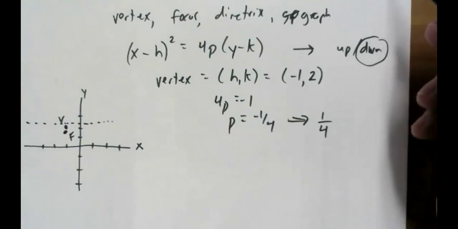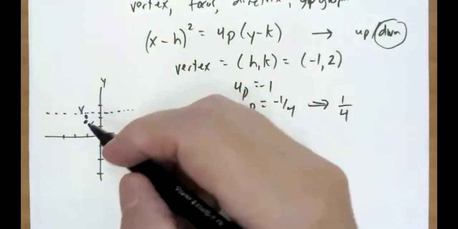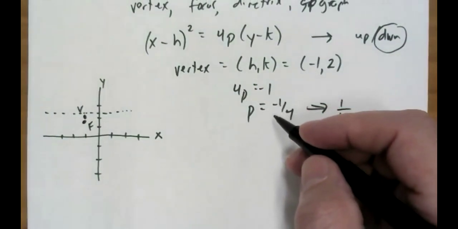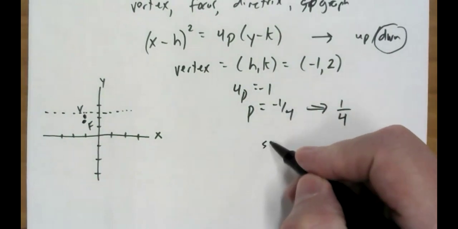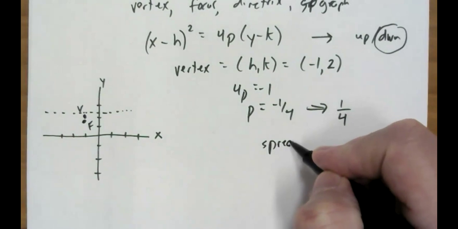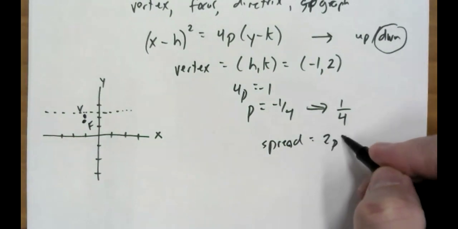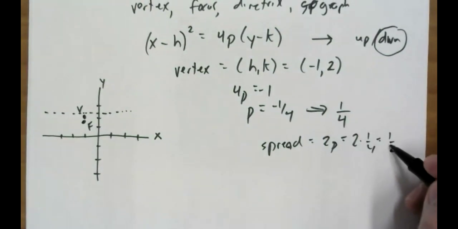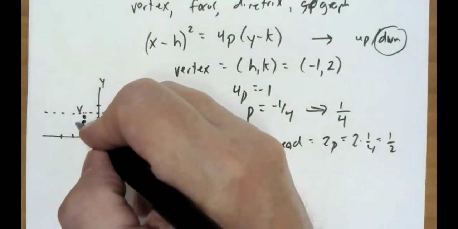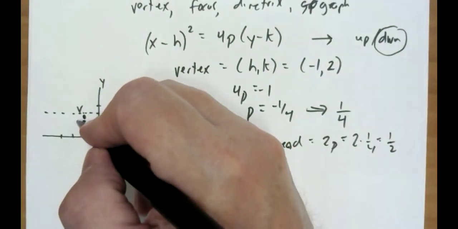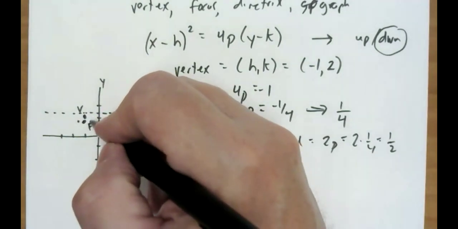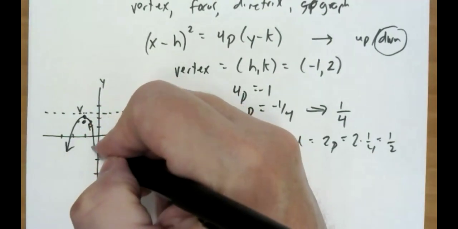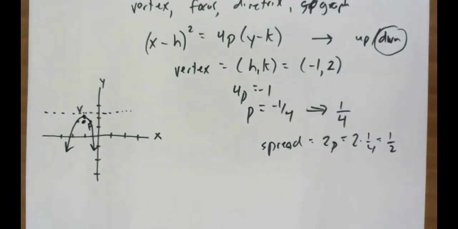And now if I want to make a sketch of what I call the spread, they actually call it the latus rectum. I like to call it the spread. The spread is 2p, 2 times a fourth. It's 1/2. So from the focus, I move left a half and right a half. So this is all pretty scrunched.